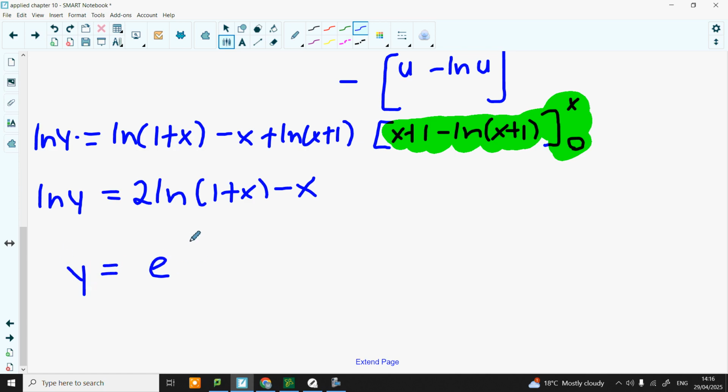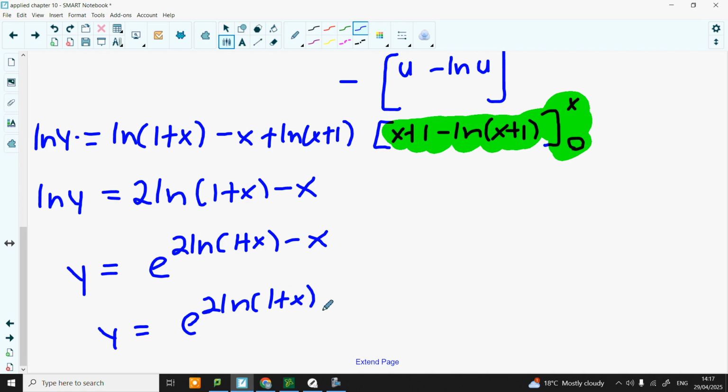y equals e to the power of 2 ln 1 plus x minus x. And if you want, that's the answer. You don't have to do anything with it, but if you were to do something with it, you could separate out the powers. Like this.